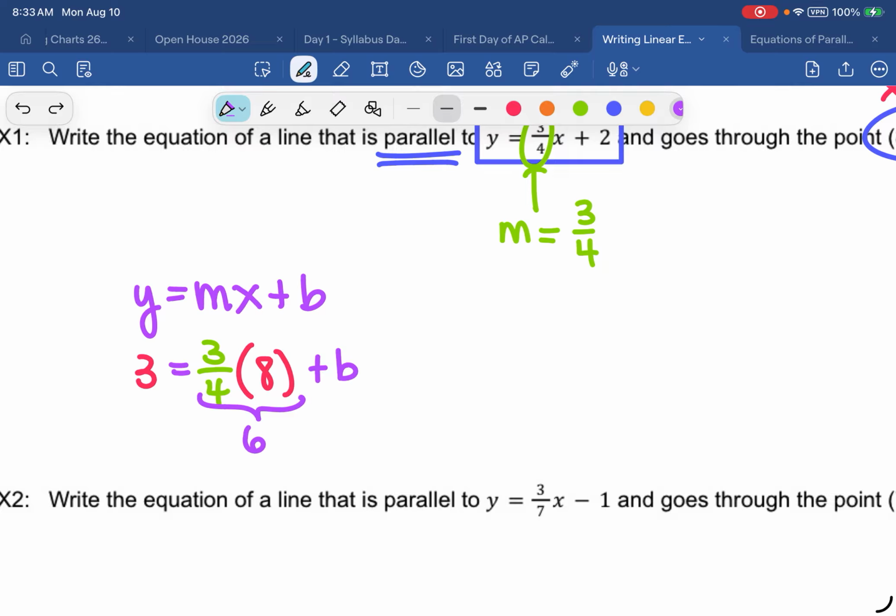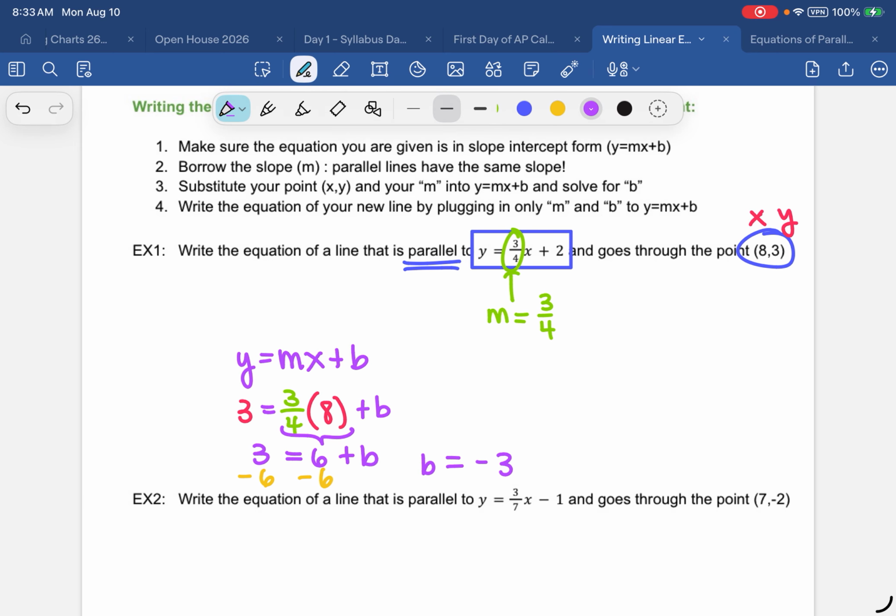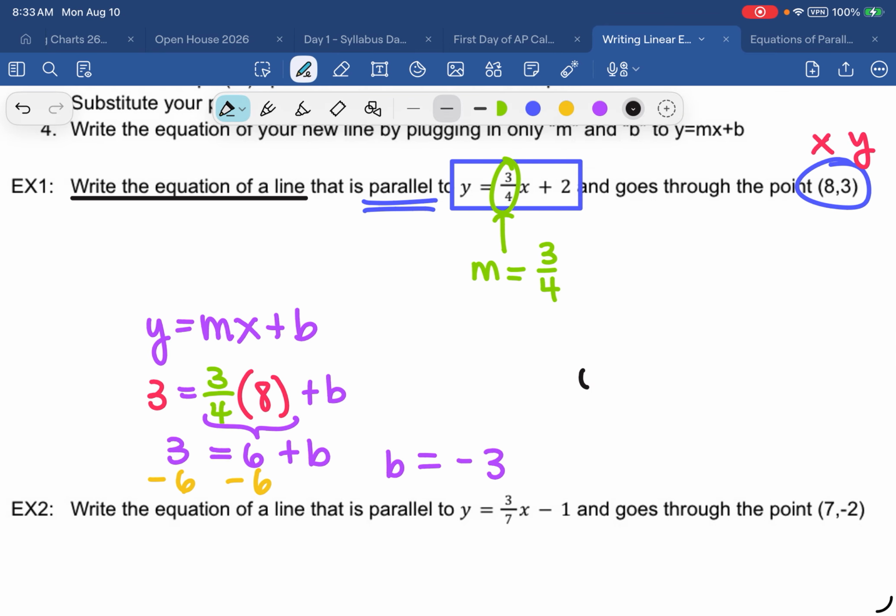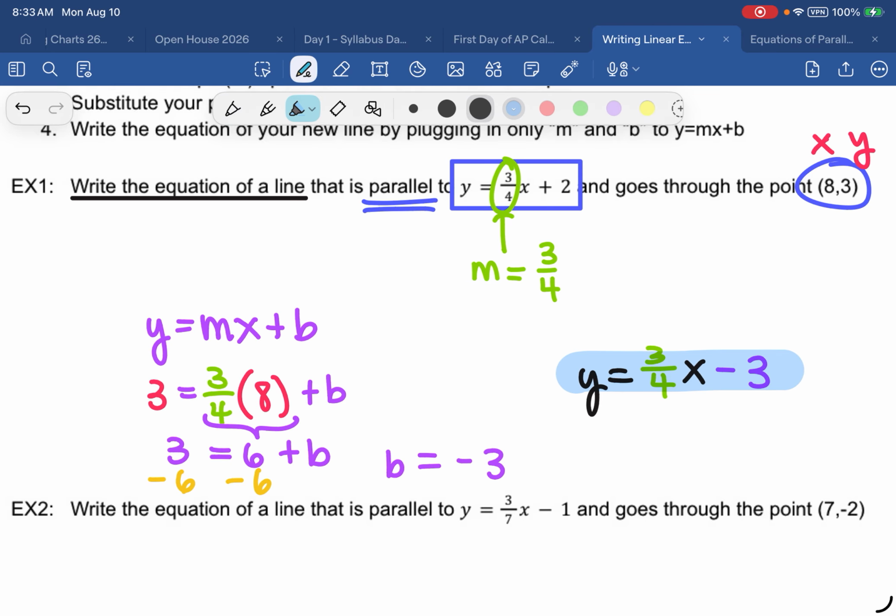So either way, you get 6 plus b equals 3. Let's subtract that 6 over, and it looks like we end up with b equals -3. Now remember, that's not our answer. Our answer is the equation of the line, right? That's what they're asking for, the line that goes through the point (8, 3) and is parallel to the original line. So we're going to have y equals, we need that 3/4 slope, x, and then our b is -3. So there we have it: y equals 3/4 x minus 3.